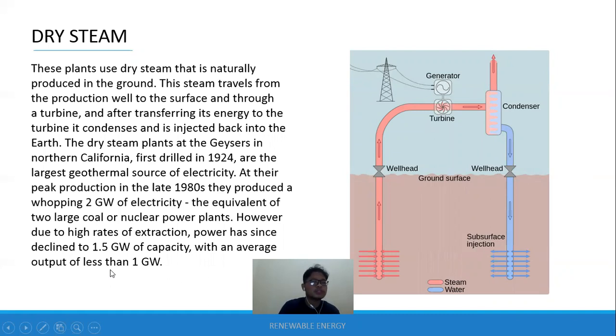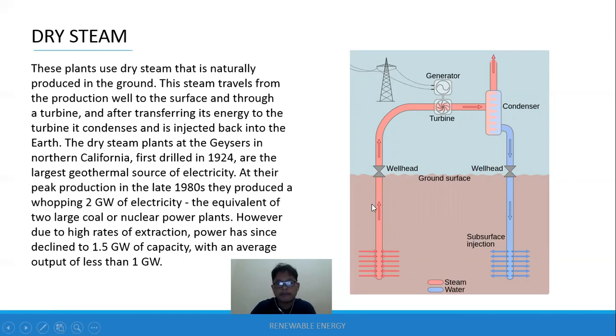So I want to explain first the dry steam. This dry steam is naturally produced in the ground. The steam from inside the ground will flow through the turbine and flow to the condenser, and will change into water, and the water will be injected back to the earth.